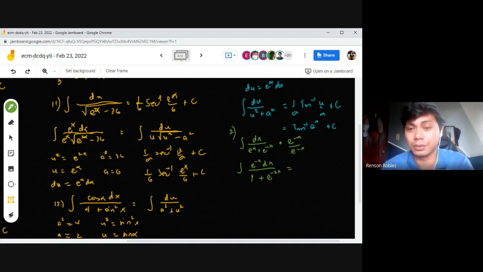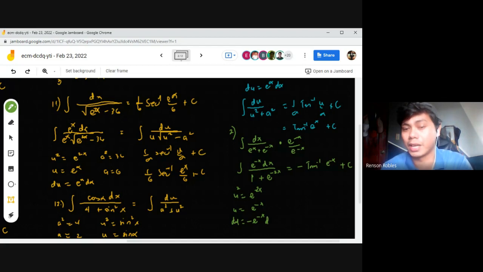Okay, so your classmate gave an answer, negative arctangent e to the negative x plus c. And this is how it is obtained. u squared is e to the negative 2x, therefore u is e to the negative x. Then you differentiate, du is e to the negative x times the derivative of negative x, which is negative dx. And what do you see on the numerator? Yeah, there's only e to the negative x dx, and that will give you negative du.